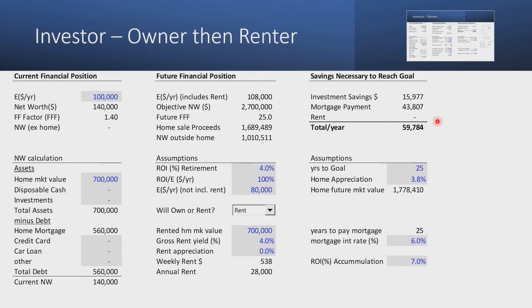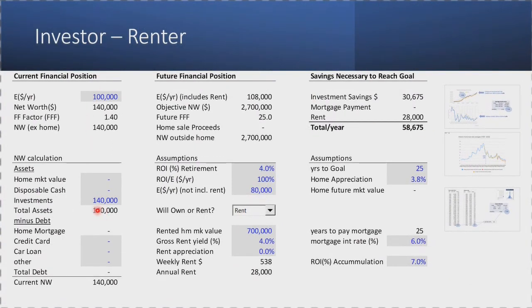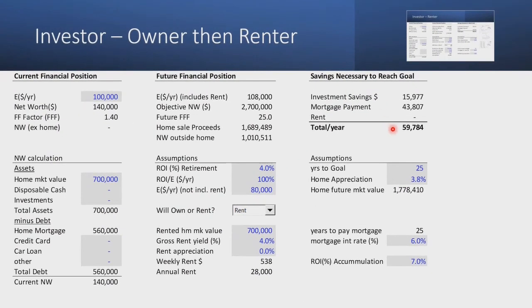So one thing here, if we compare this person with the renter, this person was starting with a 140, rented his whole life in essence, and upon retirement he also kept renting, and this is what this person has to save, 58,000 a year between investments and rent. And this person, 59, so it's almost the same. So in conclusion, as you can see, there is no right or wrong way.